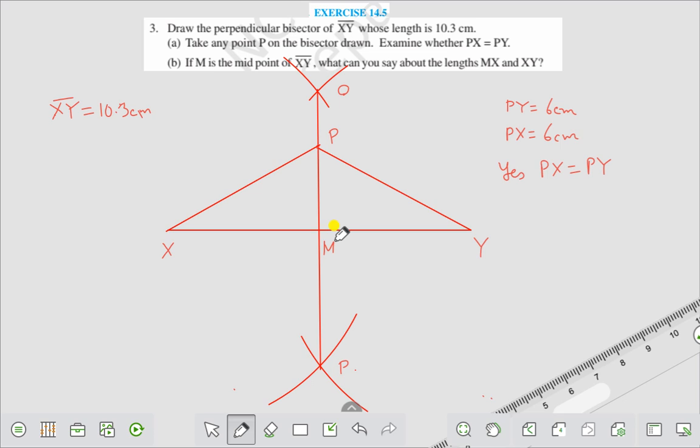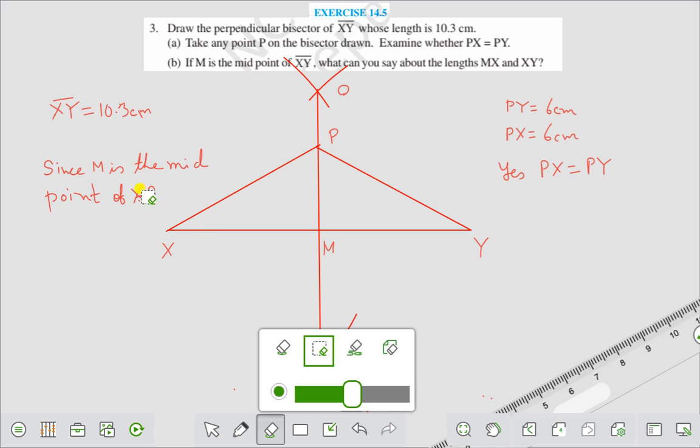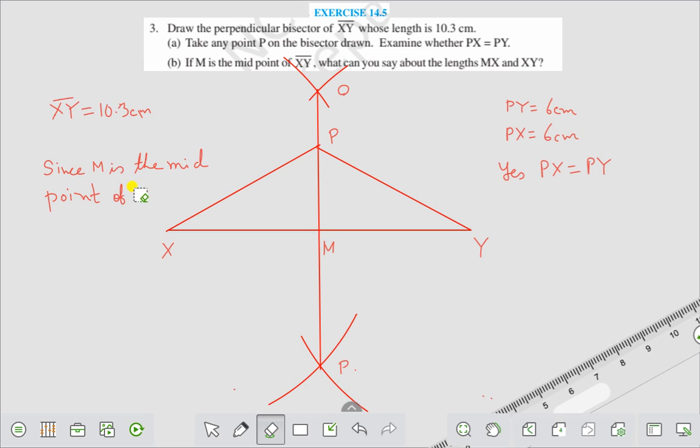You can say that since M is the midpoint of XY, since M is the midpoint of XY, right?